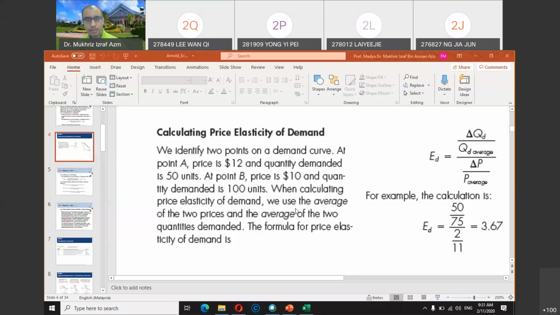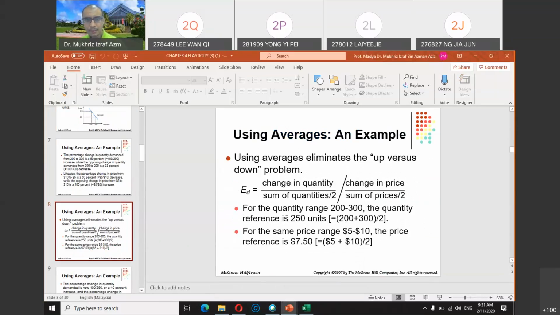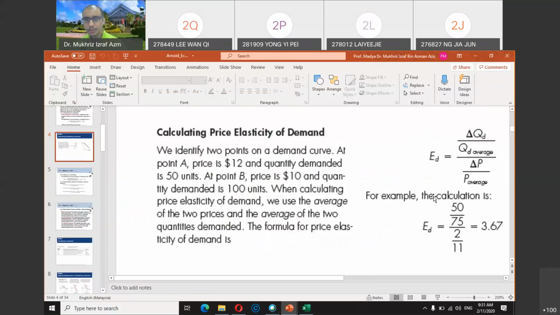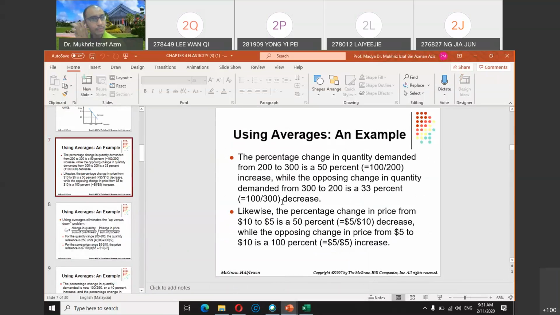So we use the average of the two prices and the average of the two quantities demanded. This averaging formula is quite simple to calculate. If you look at this example, you can see how this is calculated, because the Arnold textbook didn't show the process. They only show this, how do you get 75? But if you look at this slide here, using the averaging formula, you can see it.